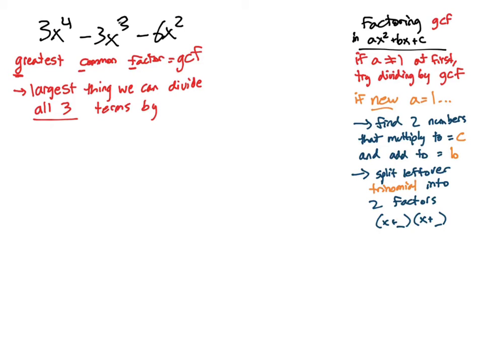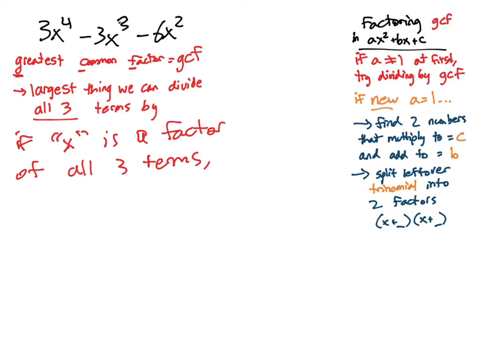So here's another example, and something that we'll see in this example is that our greatest common factor can have a variable in it as well as a number. If x is a factor of all three of our terms, then we want to factor out that variable x along with the greatest common factor.